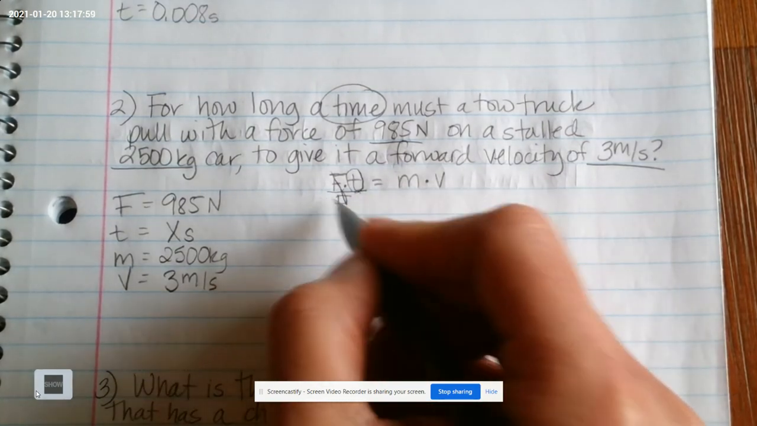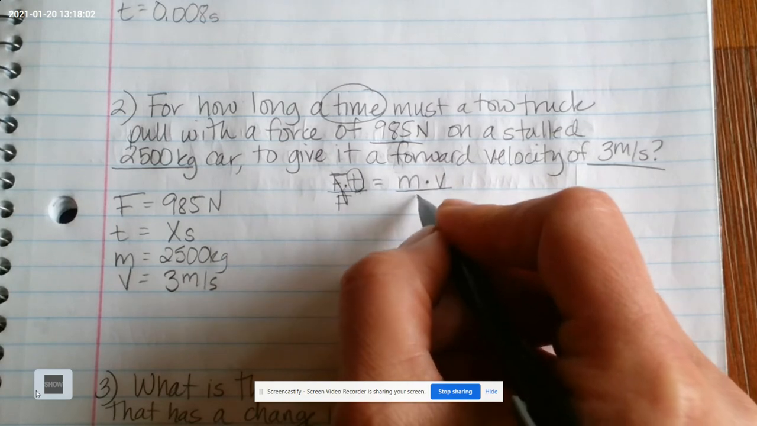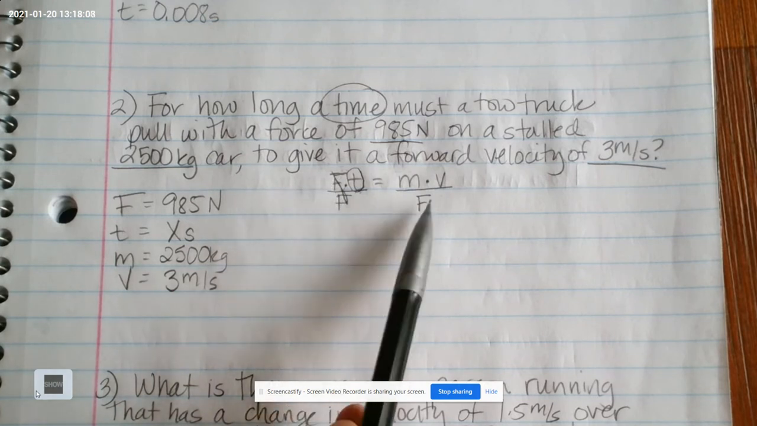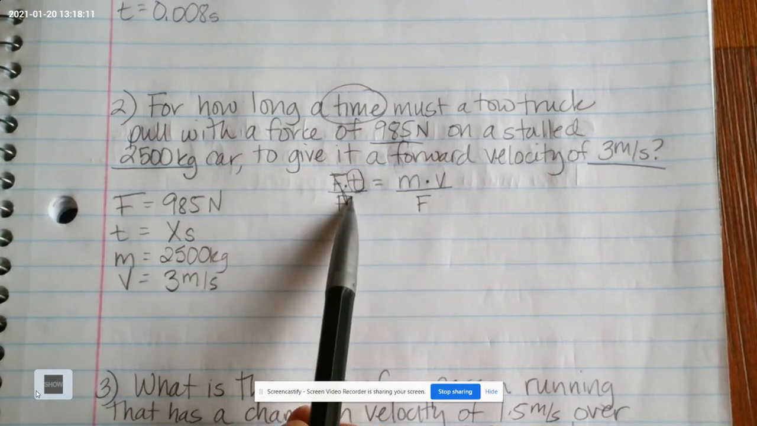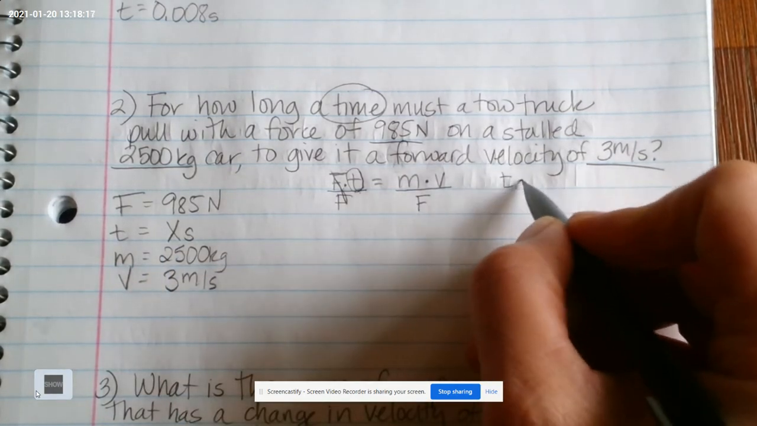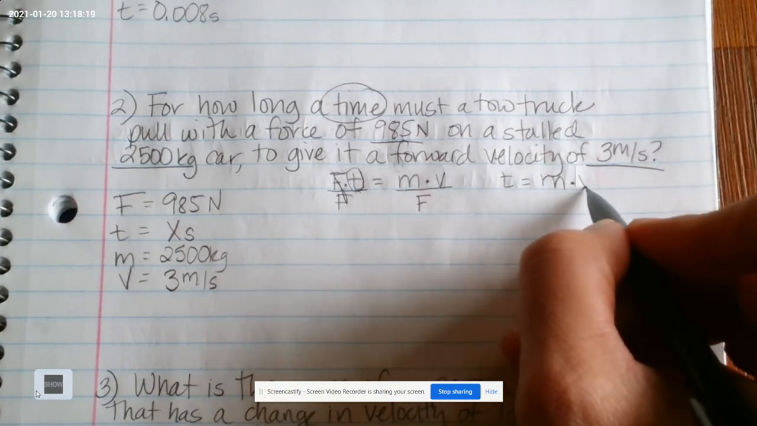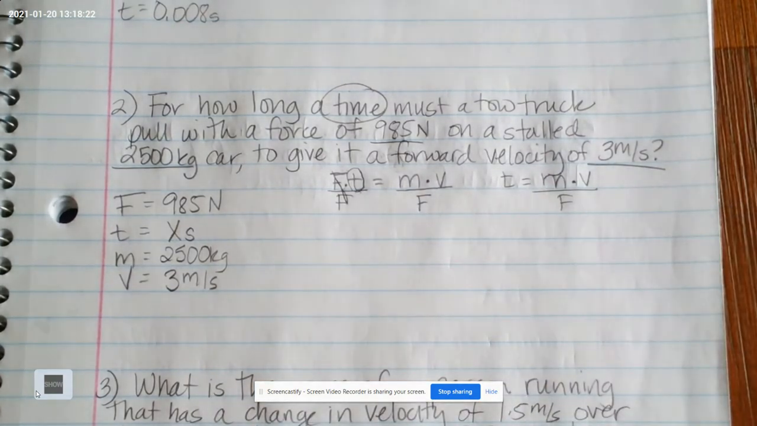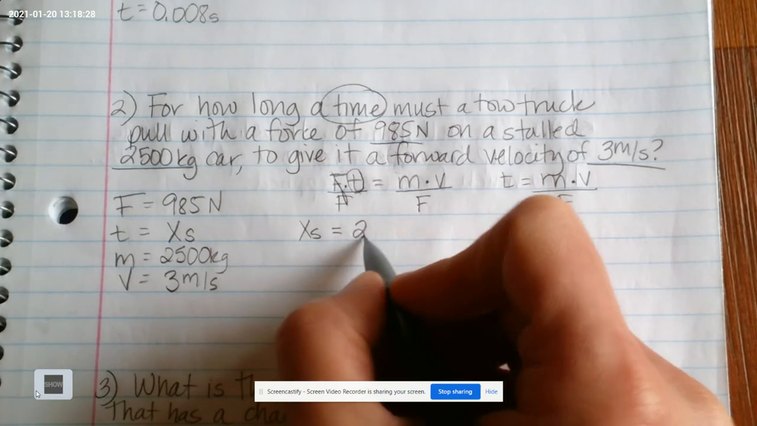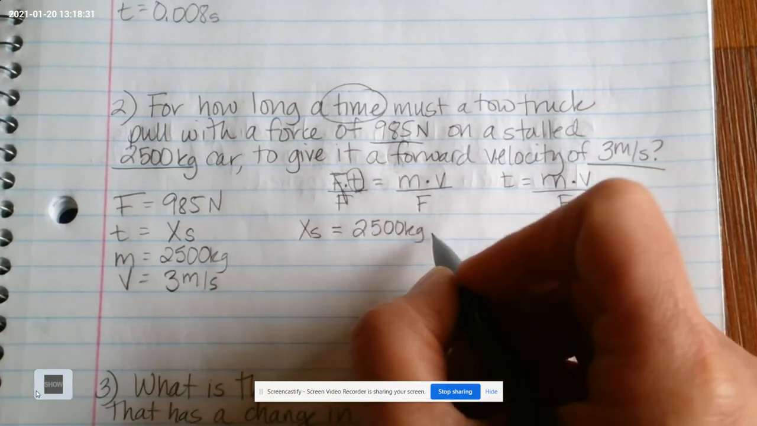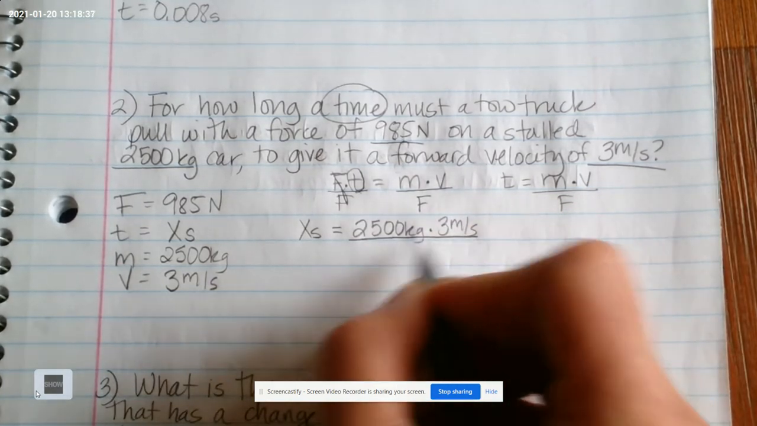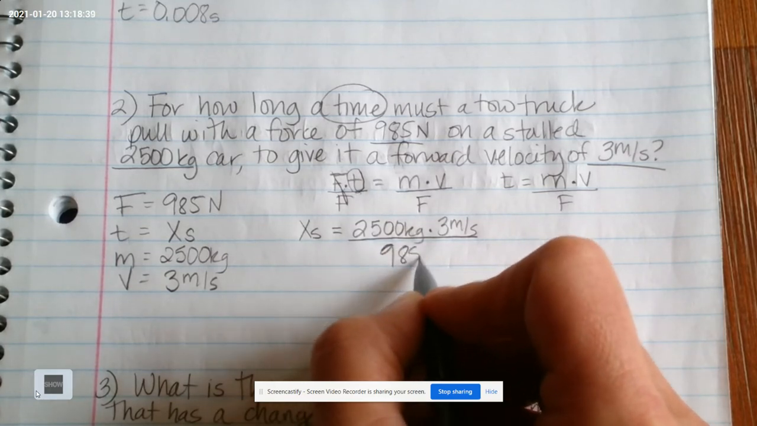What we do to one side, we always do to the other. So if we divided it out on that side, we have to divide it on the other side. Really what we did was we just took force and moved it over to the other side. So time is by itself, and now we can solve for X, which is time. Our equation, I'm just going to write it a little nicer, is time equals mass times velocity divided by force. So just plug them in. Time is X seconds equals our mass, 2,500 kilograms, times our velocity, which is 3 meters per second, all divided by our force, which is 985 newtons.